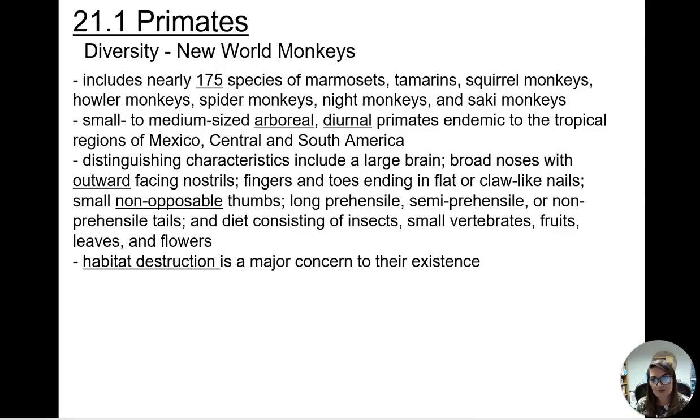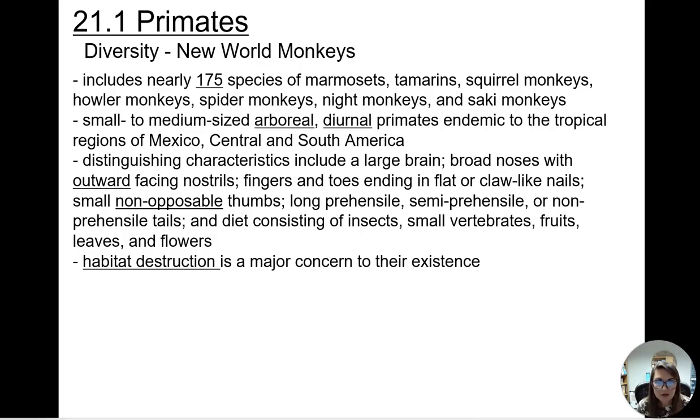The New World monkeys are going to include around 175 species of marmosets, tamarins, squirrel monkeys, howler monkeys, spider monkeys, night monkeys, and saki monkeys. They're small to medium-sized, arboreal, diurnal primates, which are going to be endemic to the tropical regions of Mexico, Central, and South America. Distinguishing characteristics are going to include their large brains, broad noses with outward-facing nostrils, fingers and toes that end in a flat claw-like nail.